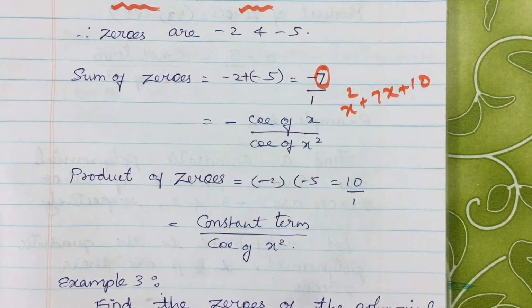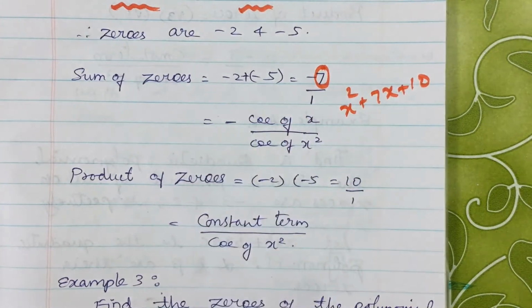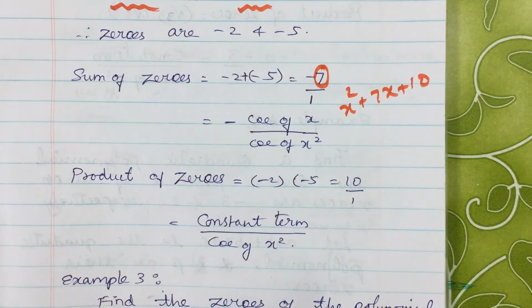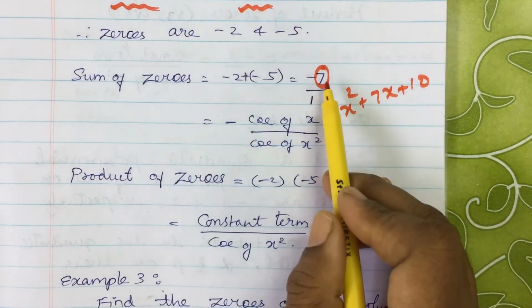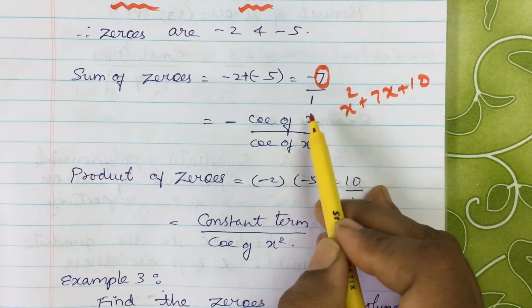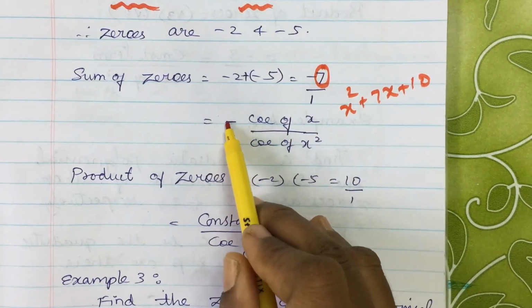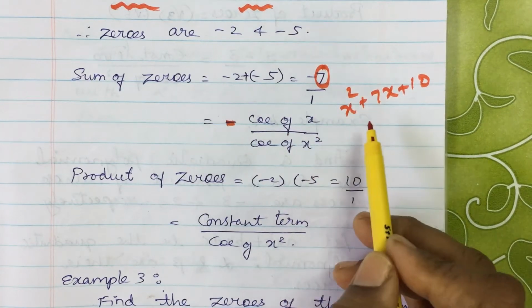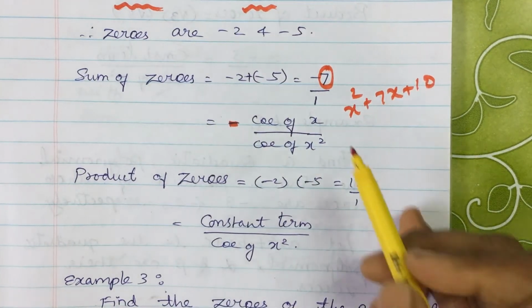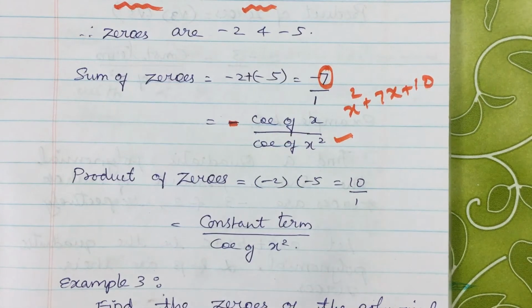So minus 7, and I have added 1 here, because if I put 1 or if I am not putting 1, there is no difference in that. So I have added 1 there. So minus 7 by 1, that is equal to minus, 7 is nothing but the coefficient of x and 1 is the coefficient of x square. Okay, so this is the verification for the sum of the zeros.